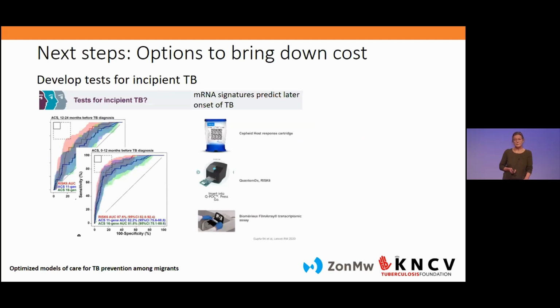Even better would be if we can have tests that better predict the later onset of TB. And these, the mRNA signature tests, are the most promising at the moment. The use of these tests would allow targeting the TB preventive treatment more accurately and thus reduce the costs for unnecessary TB preventive treatment medication.